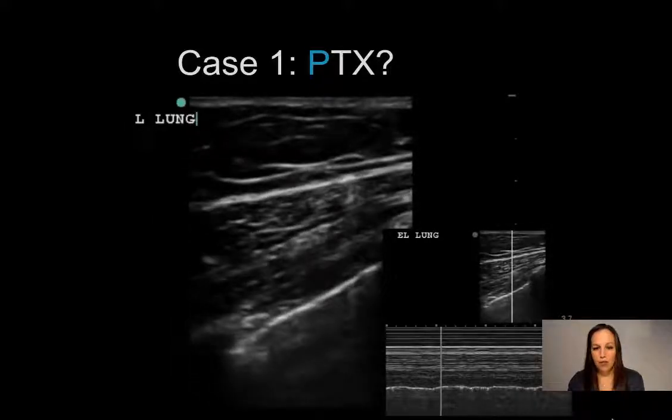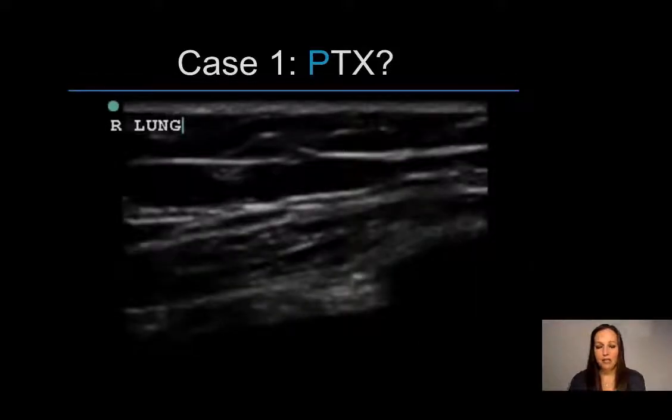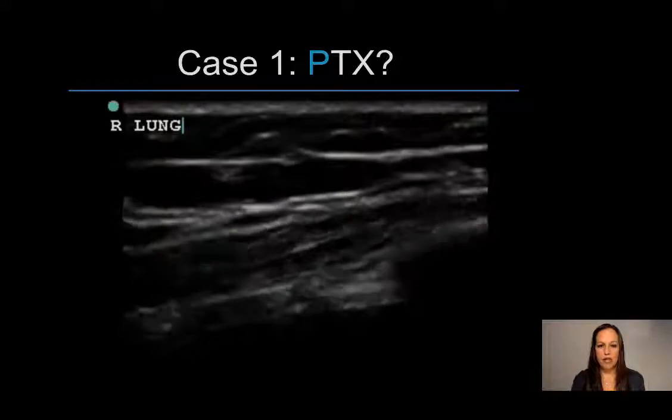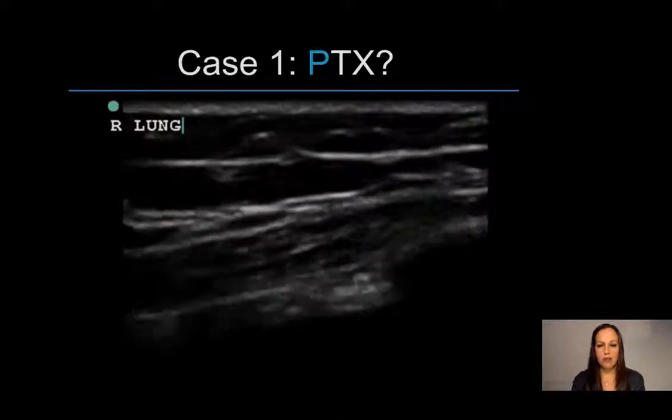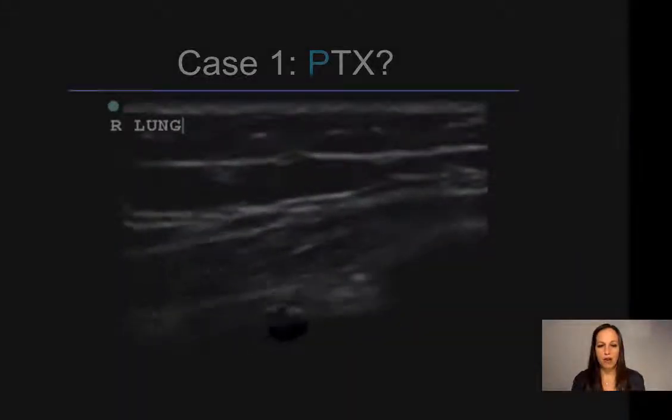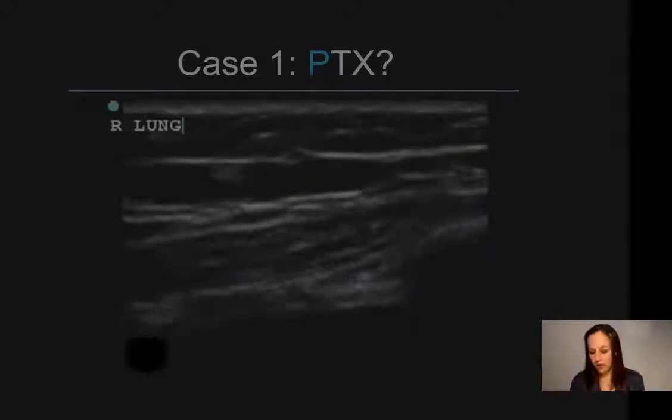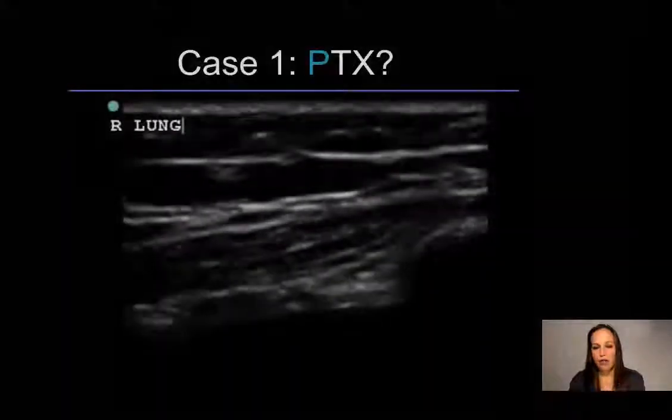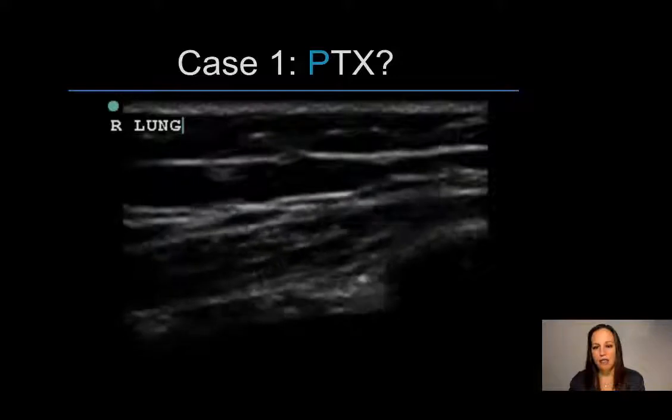And here back to the right side where we had seen that fluid, here's a pattern also. We don't see sliding because there's fluid. We see rib shadow, and there's all this dark anechoic fluid. So this patient had a large effusion on the right.